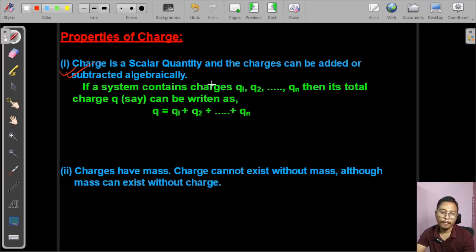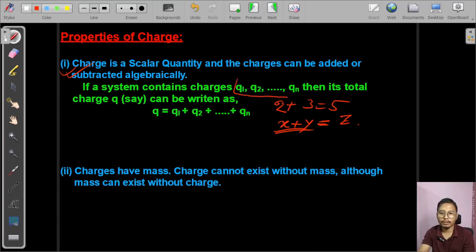And individual charges in a system can be added or subtracted algebraically, just like adding numbers or algebraic variables. You just add them. If there are such charges in a system, then the total charge will be the algebraic sum.